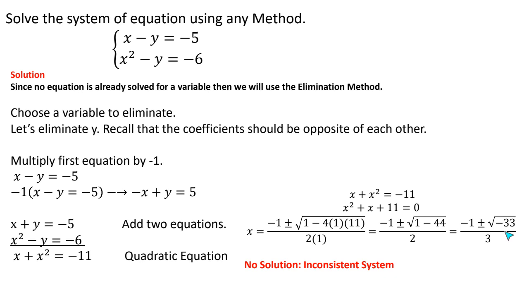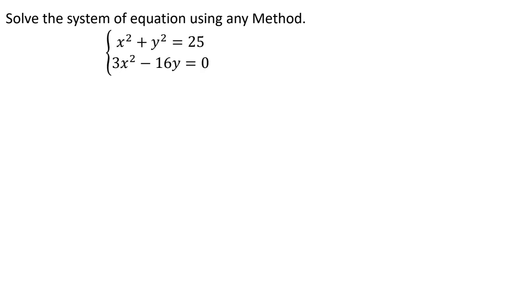If we simplify, notice we get -1 plus or minus the square root of -33. A -33 under the root gives an imaginary solution, which we cannot plot in our xy coordinate plane. So there's no real solution, and we say that the system is inconsistent. Any questions on that?